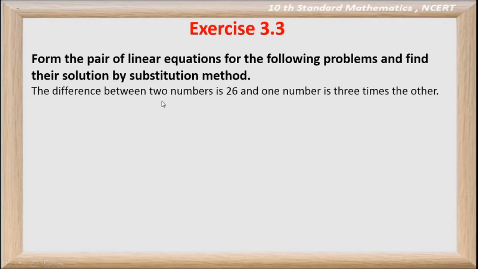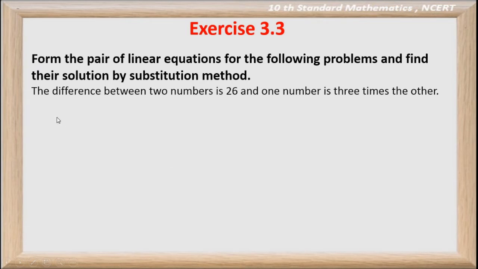How will we do that? First we have to form the linear equation. After that we have to find the solution by substitution method. See the statement. The difference between two numbers is 26. From this sentence we will get the first linear equation. And the second equation is, one number is 3 times the other. This is the second equation.